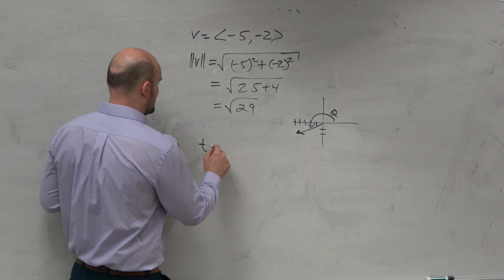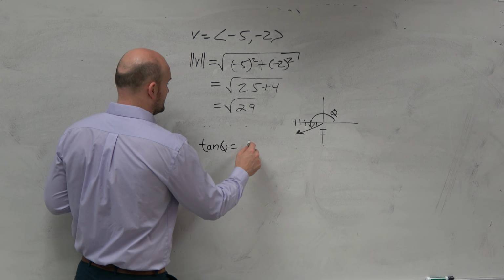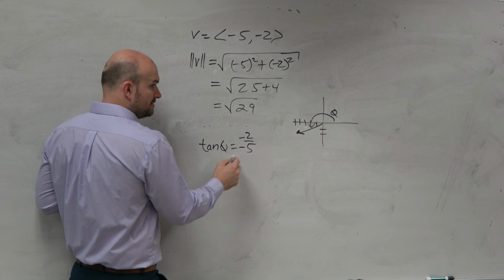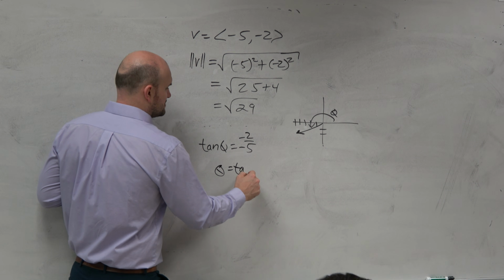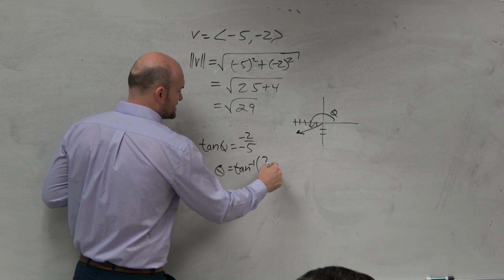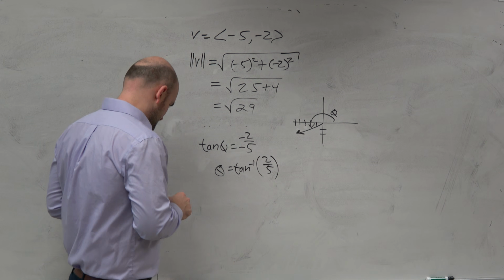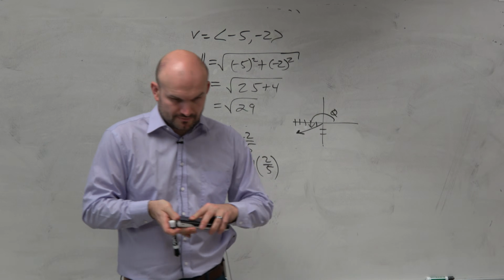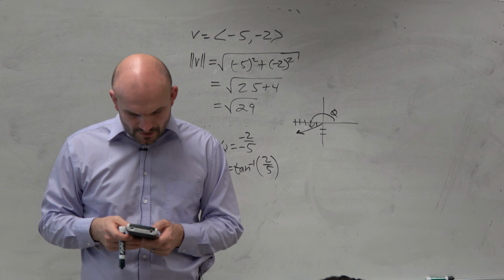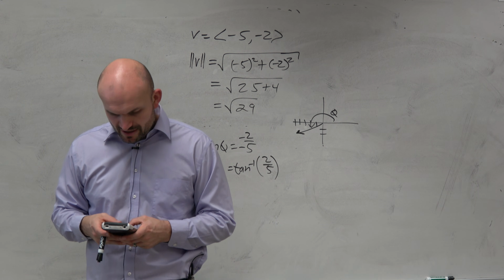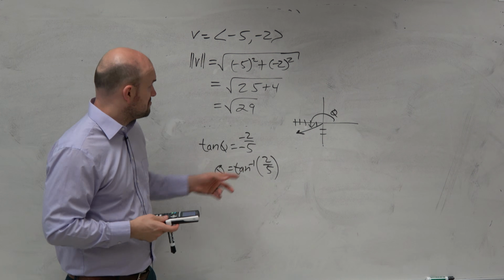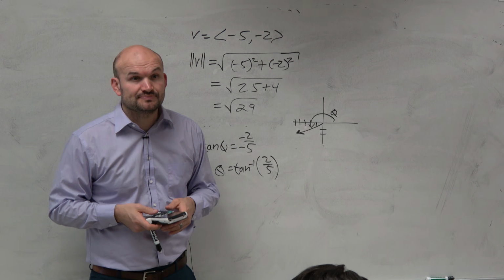So I'm going to follow the formula. Tangent of theta equals -2 over -5, right? V2 over V1. Theta equals tangent inverse, we can just do a positive, of 2/5. So I go ahead and grab my calculator, and I say, all right, tangent inverse of 2 divided by 5. 21.8. That does not look like 21.8.